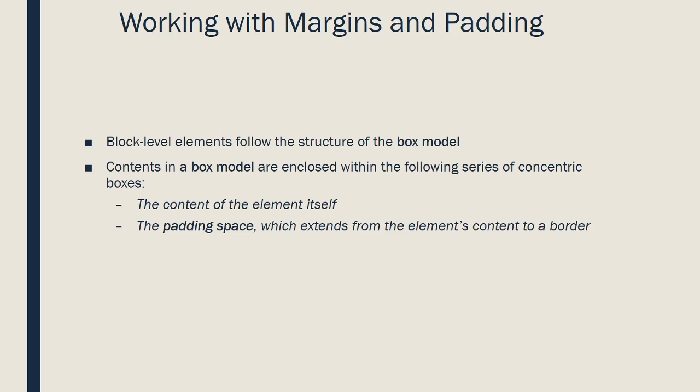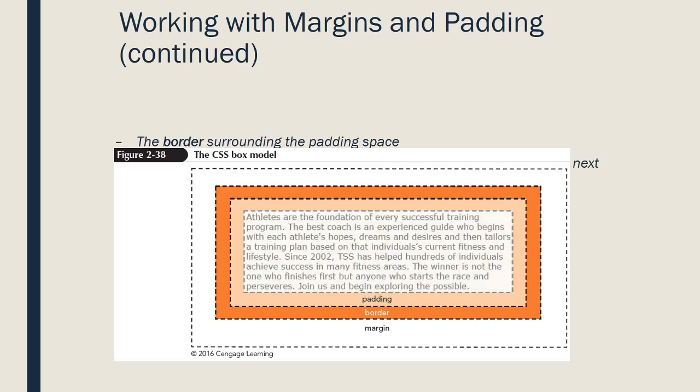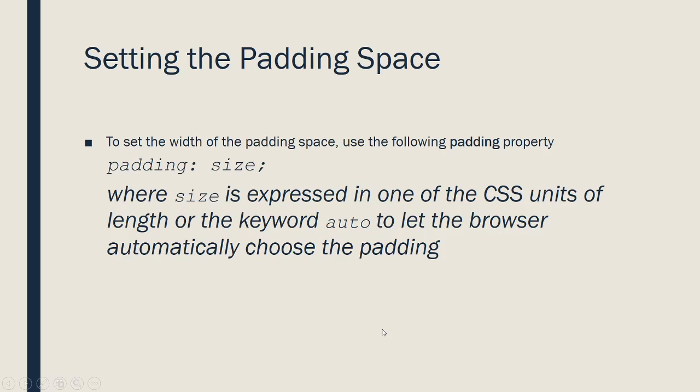The content of the element itself, and there is also the padding space, which extends from the element's content to a border. So this figure shows the CSS box model in which we have the border surrounding the padding space. So we have here the padding, the border, the margin. And now to set the padding space, the property is padding and specify the value. The size here is expressed in one of the CSS units for length, or the keyword auto to let the browser automatically choose the padding.